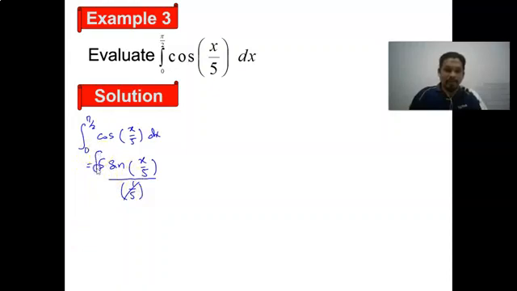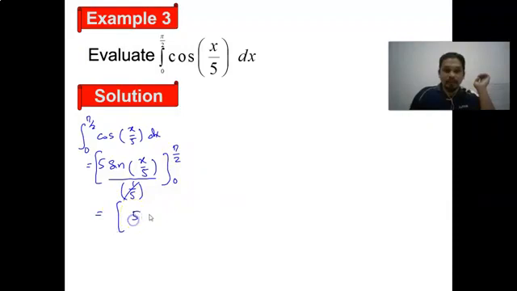So this is now 5 sine in bracket of x over 5. This is the angle, and this 1 over 5 can turn into 5 here, 5 over 1, from 0 until pi over 2. Now we substitute the value of pi over 2.